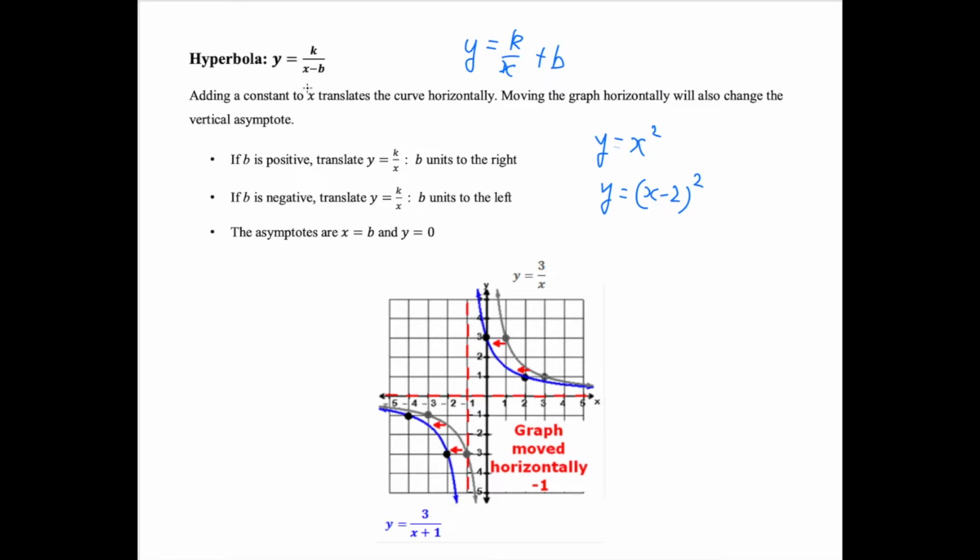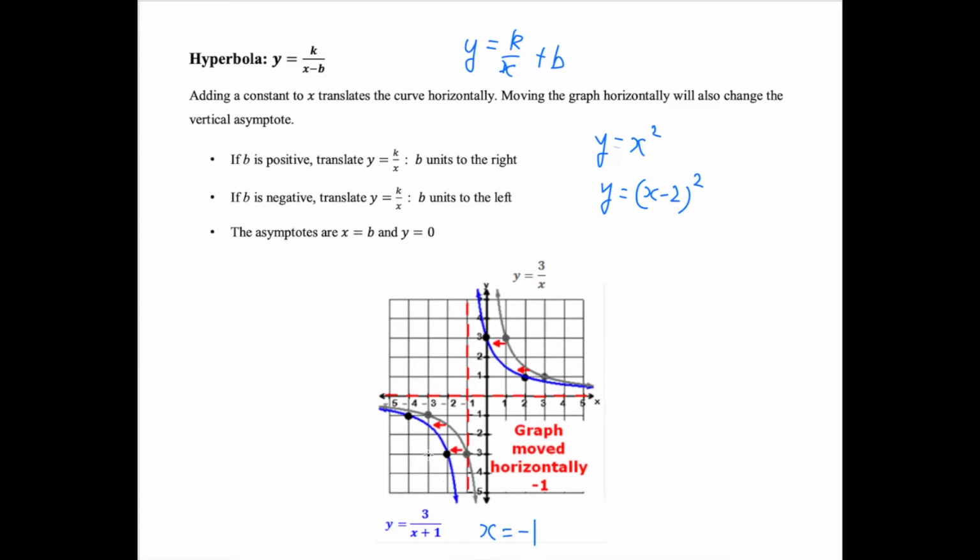And this is the same concept. So if you have a hyperbola where the denominator is x plus 1, that means you have to shift the hyperbola left 1 unit. As you can see here, the graph moved horizontally, minus 1. And the reason for this is, think about it this way: what number can x not take? x can't be minus 1, because if x was minus 1, the denominator would become 0, and you cannot divide by 0. Therefore, x equals minus 1 becomes the vertical asymptote.